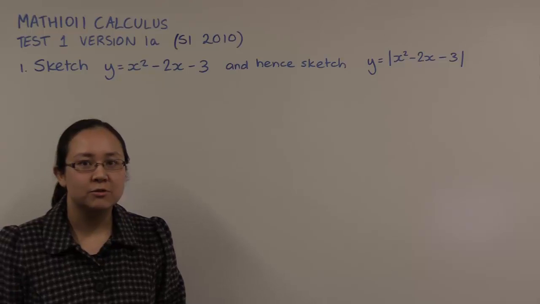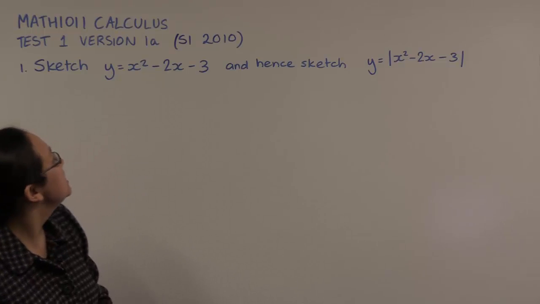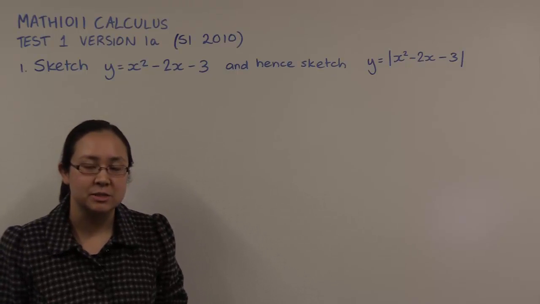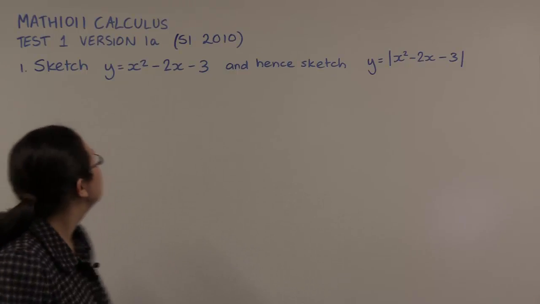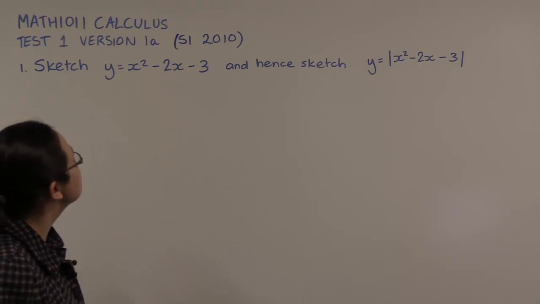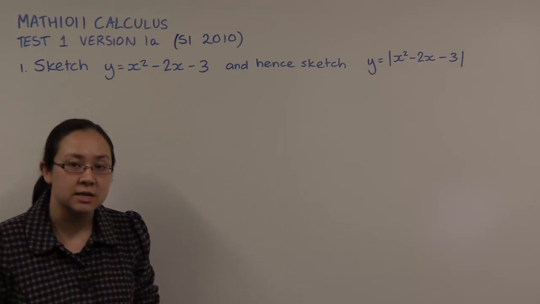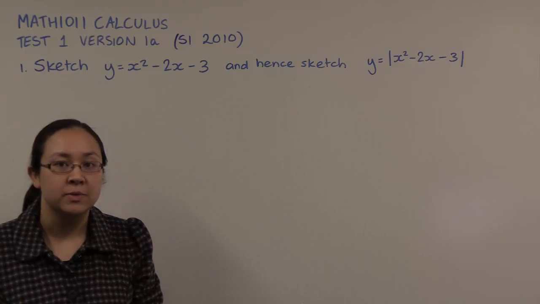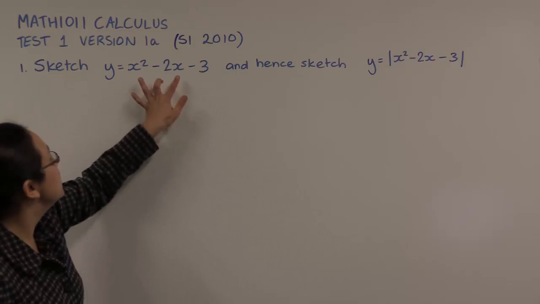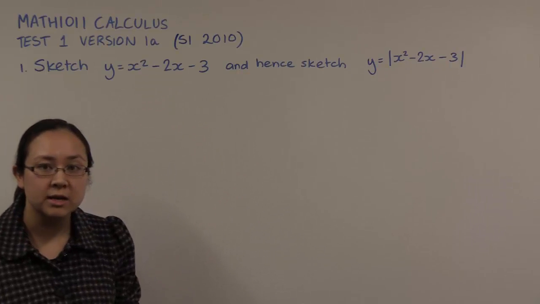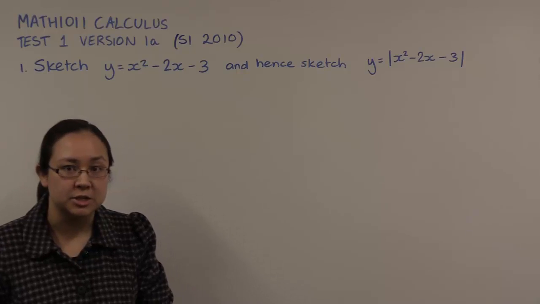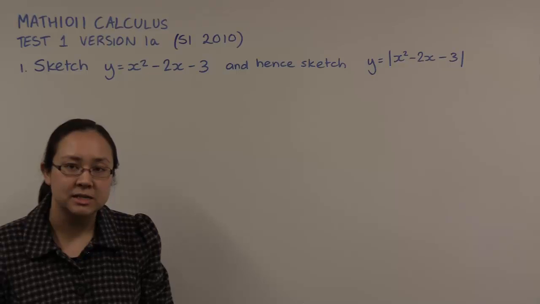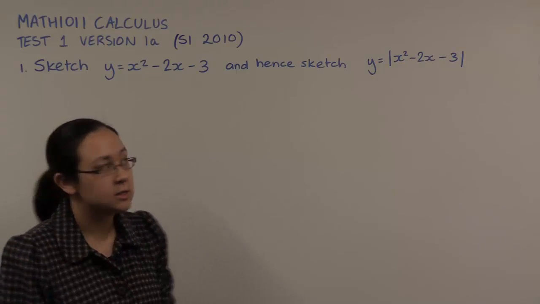Today I'm going to be working through one of the previous class tests, test number 1, version 1A from 2010 semester 1. The very first question is asking us to sketch y equals x squared minus 2x minus 3. And then we need to sketch the absolute value of that function. So the first thing you need to notice is that x squared minus 2x minus 3 is a quadratic, so that's going to be a parabola when we sketch it. We do want to label the features of this parabola. They'll include some x and y intercepts as well as the vertex.